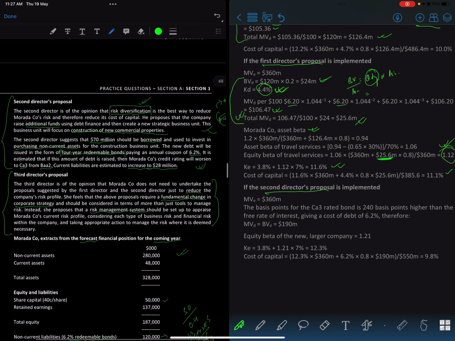Okay, let's find out the cost of equity and cost of debt first of all. So cost of equity is 360, right? That's constant. The debt is 240 basis points higher than the risk-free rate, giving a cost of debt of basically 6.2. 3.8 plus 2.4, right? 3.8 plus 2.4, and that gives 6.2. Yeah, giving a cost of debt of 6.2, and then therefore market value.